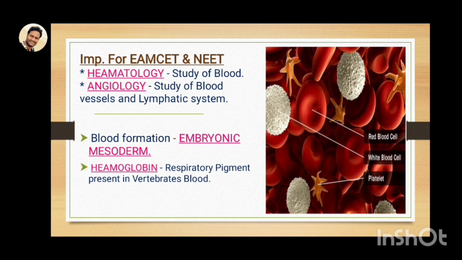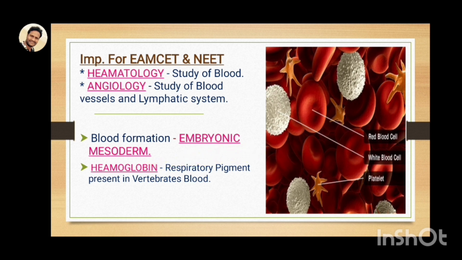This is most important for NEET bits. Hematology is a combination of two Greek words: heme, meaning blood, and logos, meaning to study. The study of blood is called hematology. Next is angiology. The study of blood vessels and the lymphatic system is called angiology. Blood is formed from the embryonic mesoderm.